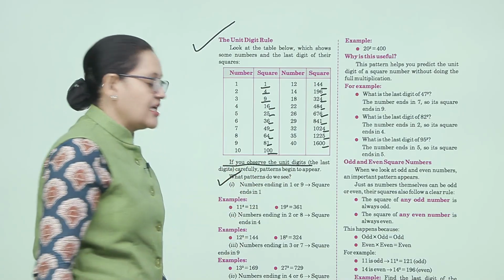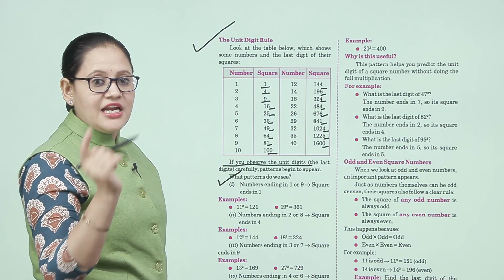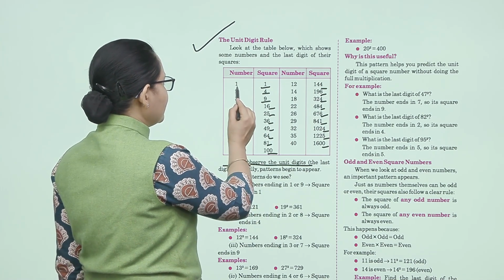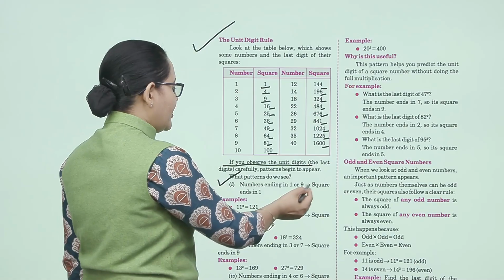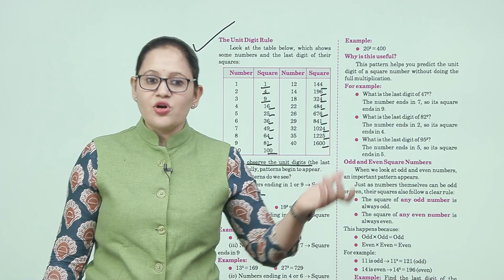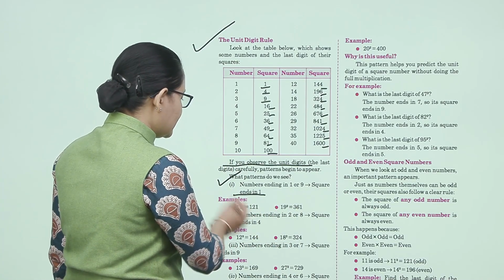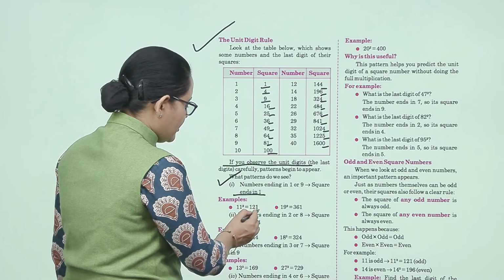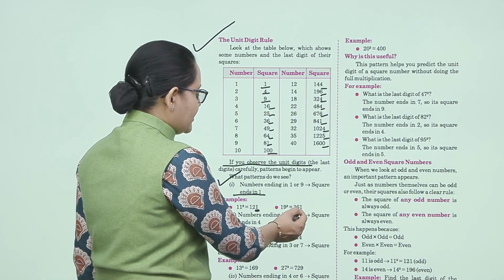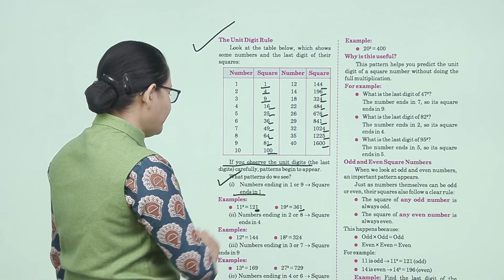What pattern do we see? Numbers ending with 1 and 9, their squares end in 1. Suppose the square of 11: the unit place digit is 1, so the square ends with 1. The square of 19 is 361. Clear? So this rule applies here.